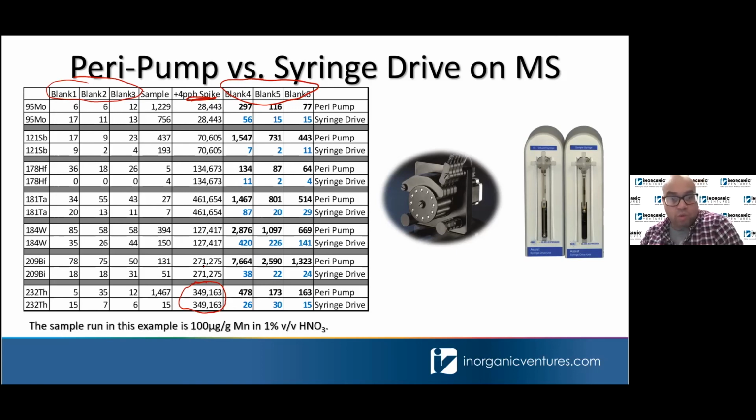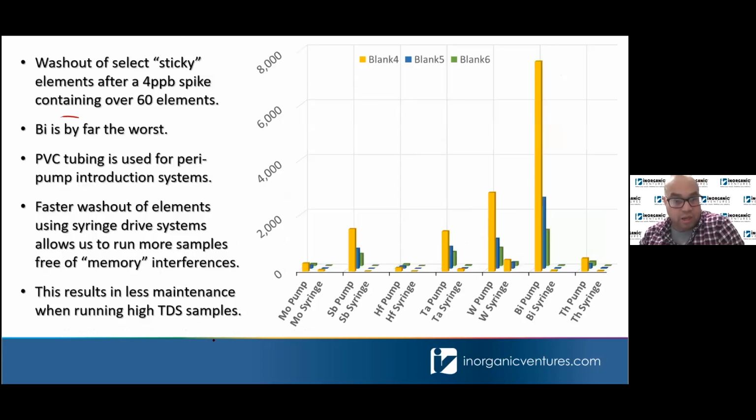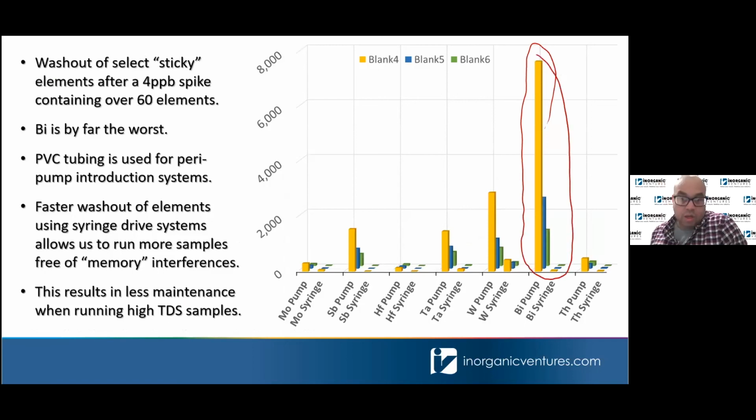And Thomas did a really good job of representing this graphically. If you can go to the next slide. So you can see that bismuth is by far one of our worst offenders here, but you can see graphically that when we use the syringe drive, we're having a lot less issues with stickiness of elements and washout and memory effects.